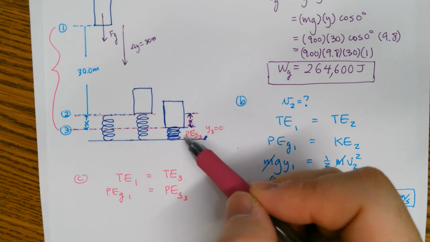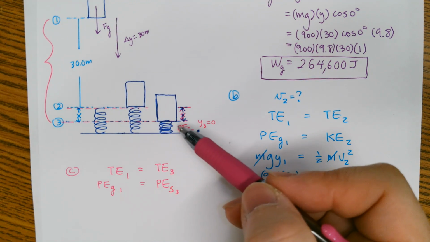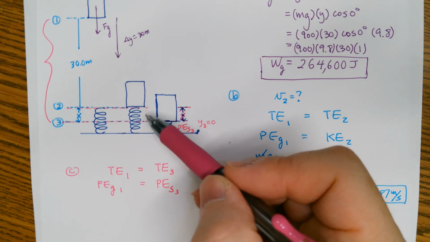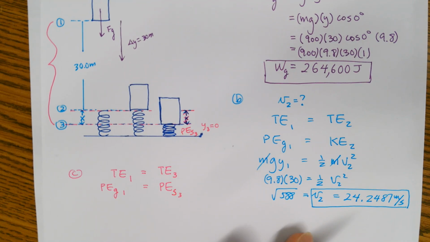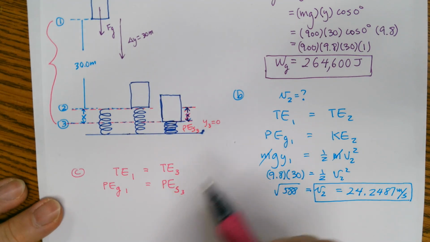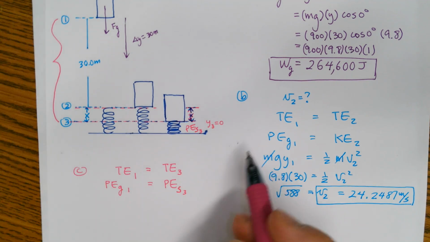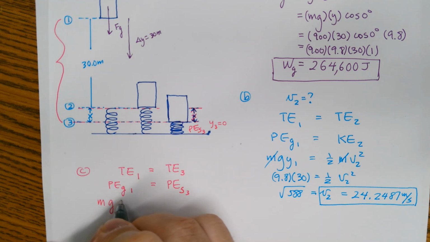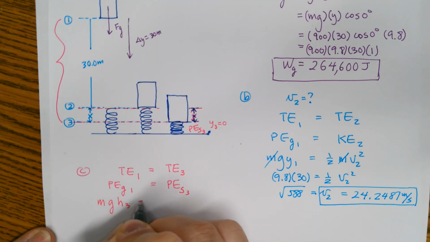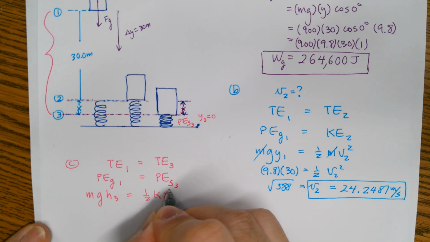You could have compared these two as well, right? You could have said total energy 2 is equal to total energy at 3. But don't forget this little potential energy gravitation at 2, if this is your new 0. Okay, maybe we could solve that later and compare the answers. So for now, I'm going to just compare these two, 1 and 3. Here I have mg h3 is equal to 1/2 kx squared.